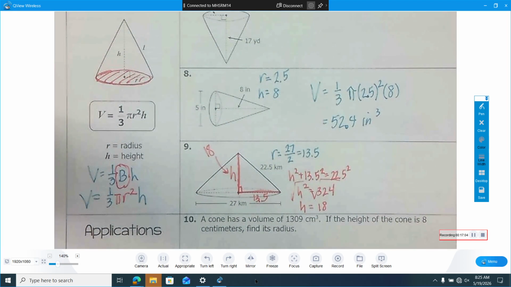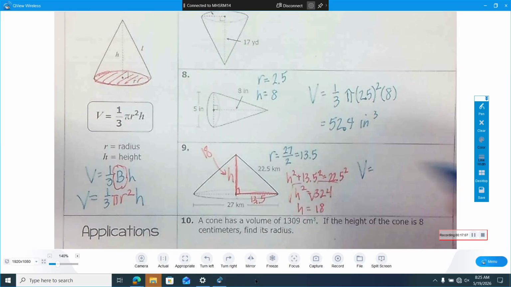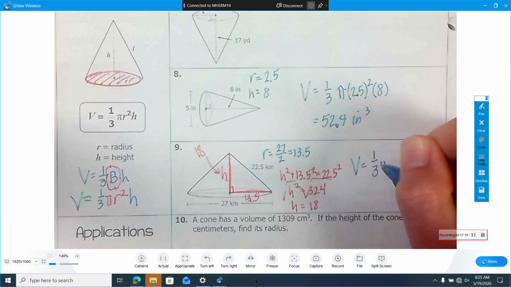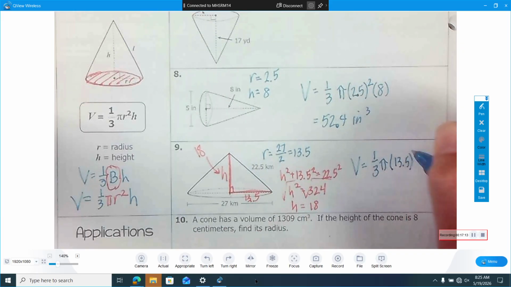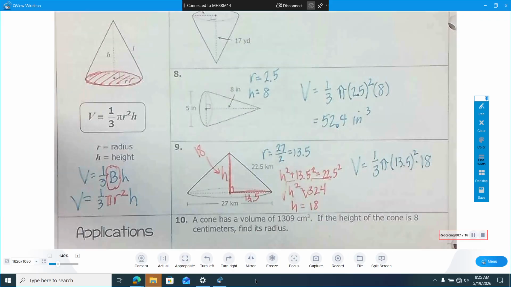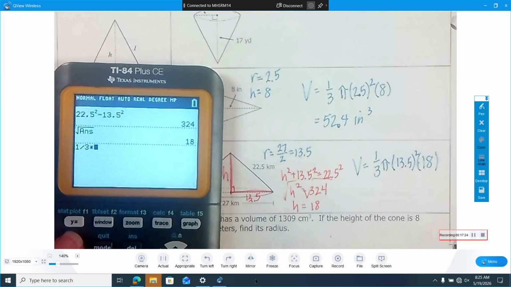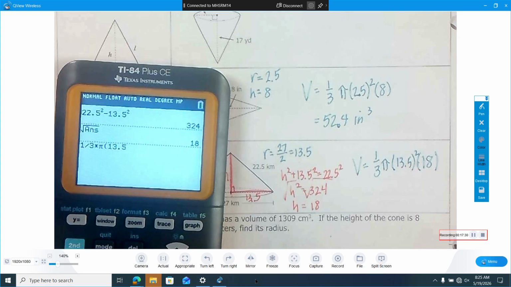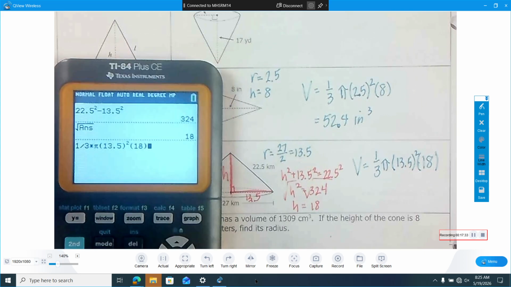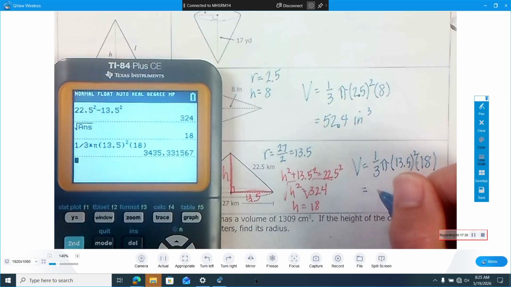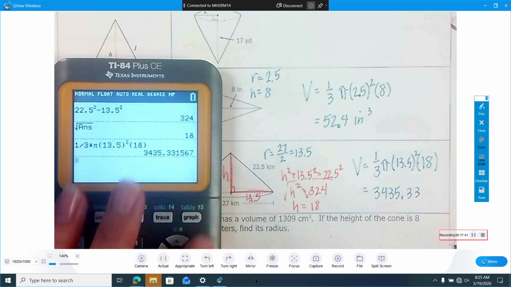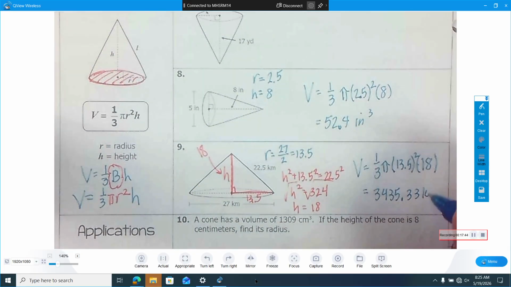Now I can use my formula for volume. Volume equals 1/3 pi times my radius squared times my height of 18. 1/3 times pi times, I'm just going to use parentheses, 13.5 squared times a height of 18. So 3435.33. I like that. Kilometers cubed.